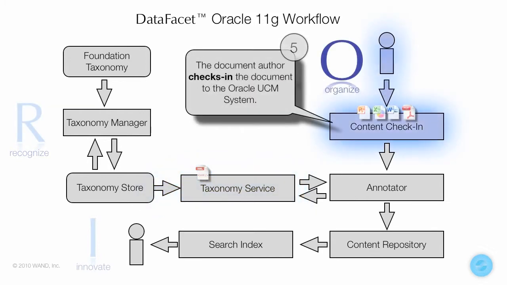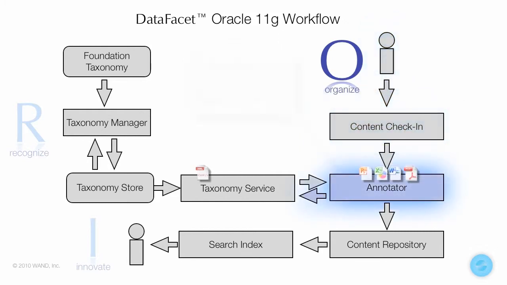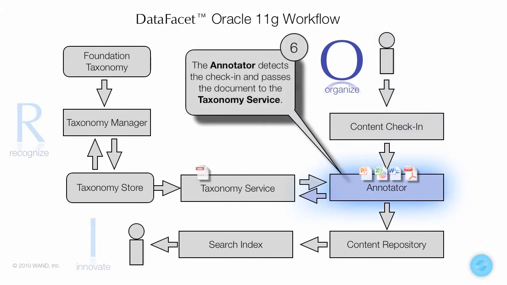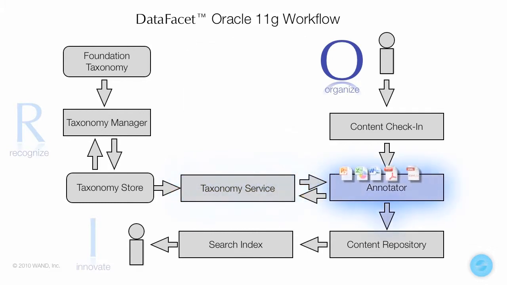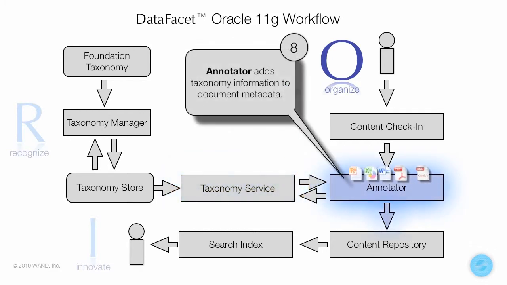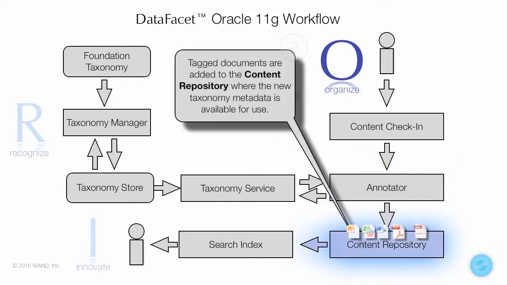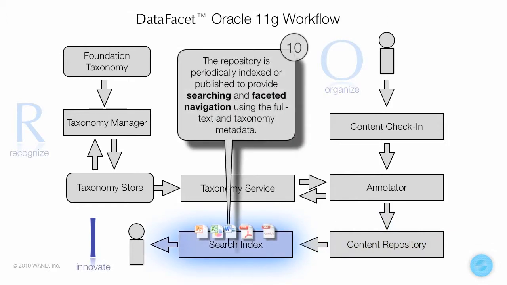Step five, documents are checked in either individually or in bulk into Universal Content Management. The DataFacet annotator detects the check-in and passes the document to the auto classification service. The taxonomy service matches the taxonomy rules and returns a list of categories to the annotator. The annotator adds the taxonomy information to the document metadata. The tagged documents are added to the content repository where the new taxonomy metadata is available for use.